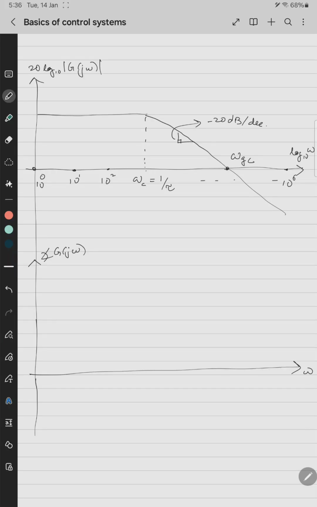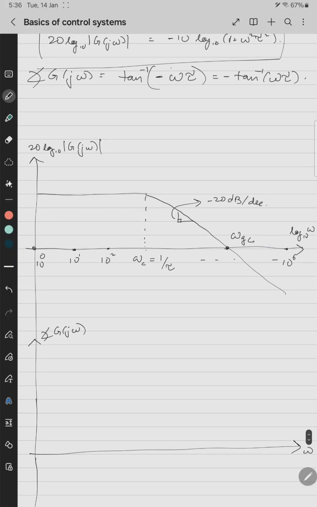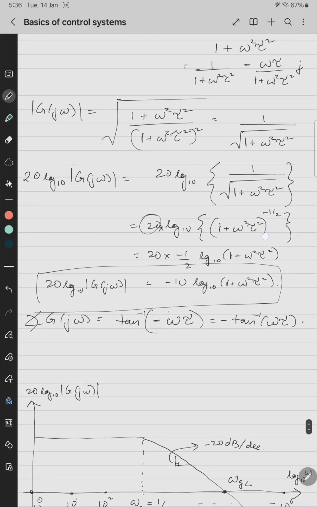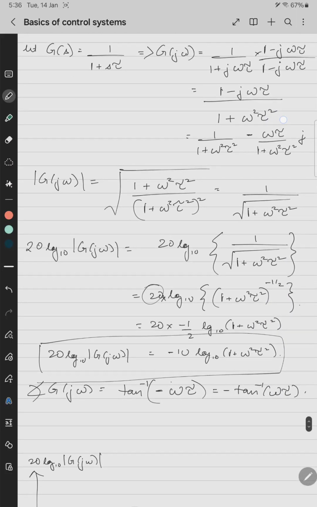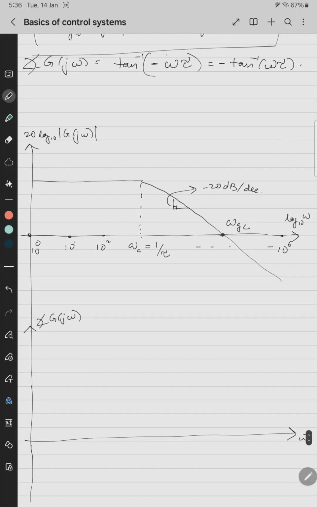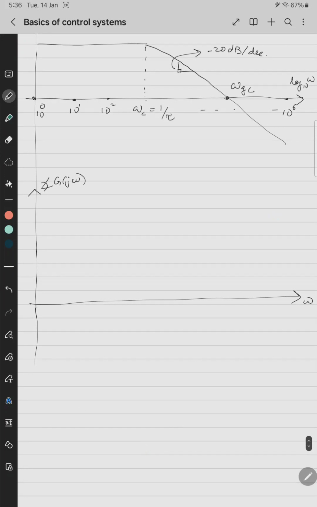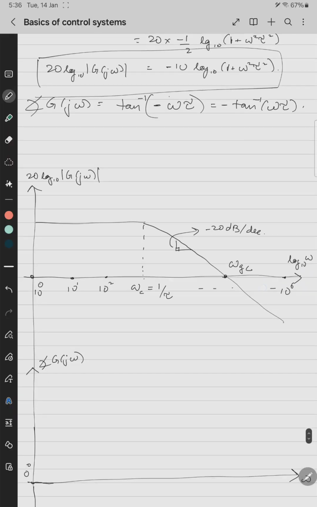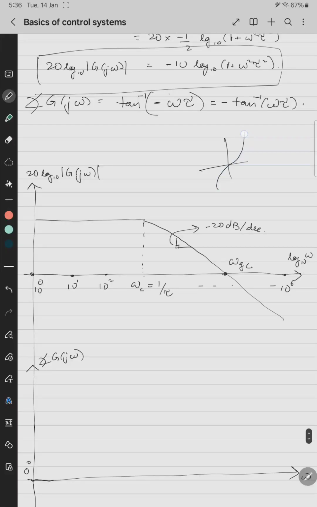We can assume the gain plot to be almost a straight line, but for the phase plot we cannot assume it because it's a tan inverse function. Okay. So for 10 to the power 0, what is the angle? Tan inverse of 0 is what? 0. So this is the 0 phase, 0 degree. It starts with 0. And what happens? The tan inverse function is basically of this nature.